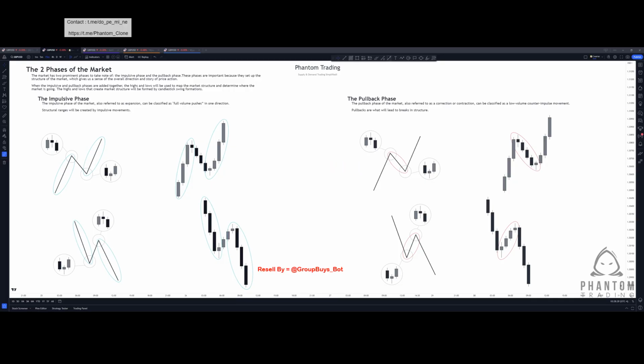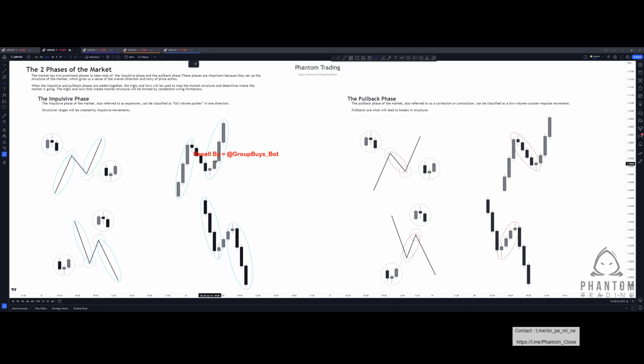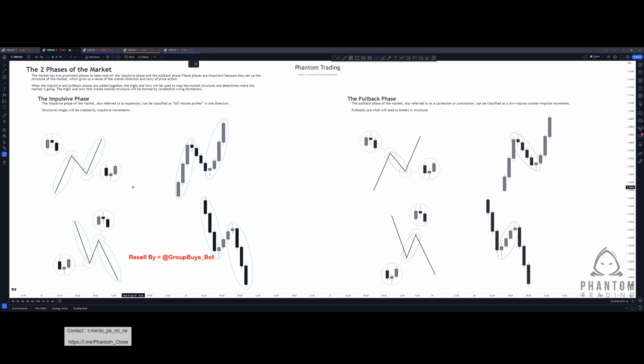So now if we look at the impulsive phase of the market, which can also be referred to as expansion, it is classified as full volume pushes in one direction. This is where we're going to see the most momentum to the upside or the downside, depending on where the market happens to be trending at the time. Structural ranges are also going to be created by these impulsive movements, and this will be something that we talk about in a later portion of the course.